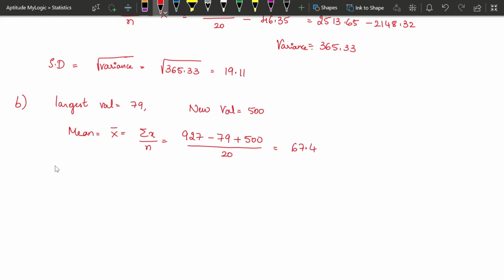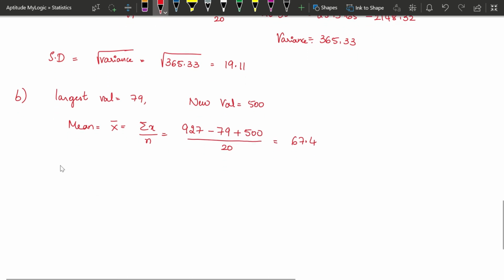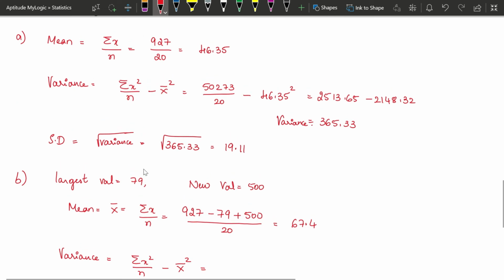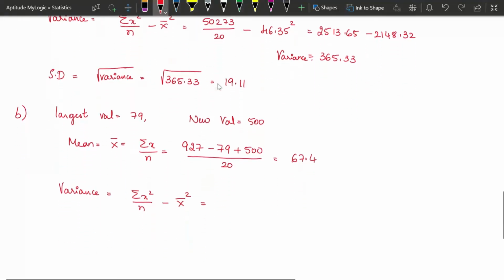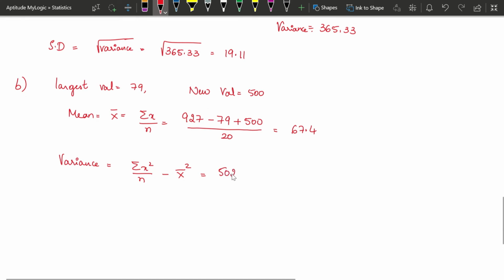Now we will find variance as well. So what is variance? To find variance, I need to first know sum of squares, right? Sum of squares by n minus mean square. Now, what is sum of squares? Earlier I have already found sum of squares, which is 5273. This 5273 includes 79 square. I need to remove 79 square and I need to add 500 square. Since this is sum of squares, 79 square should be removed, the new value 500, that square should be added, and then divided by 20 minus mean, which I have already found, 67.4.